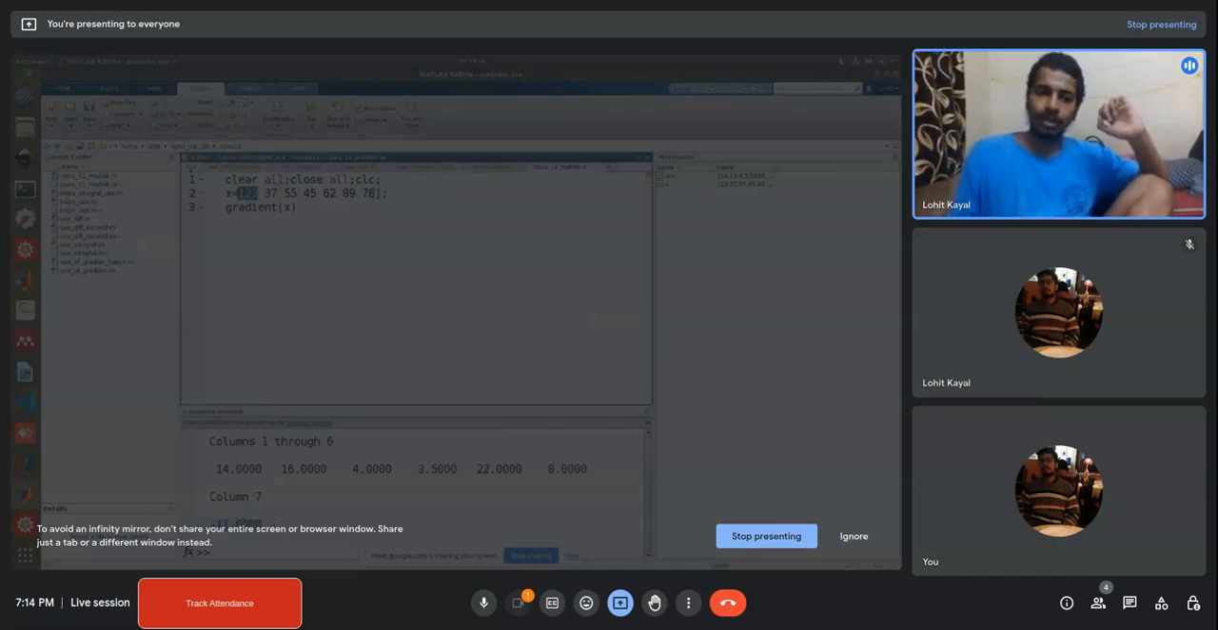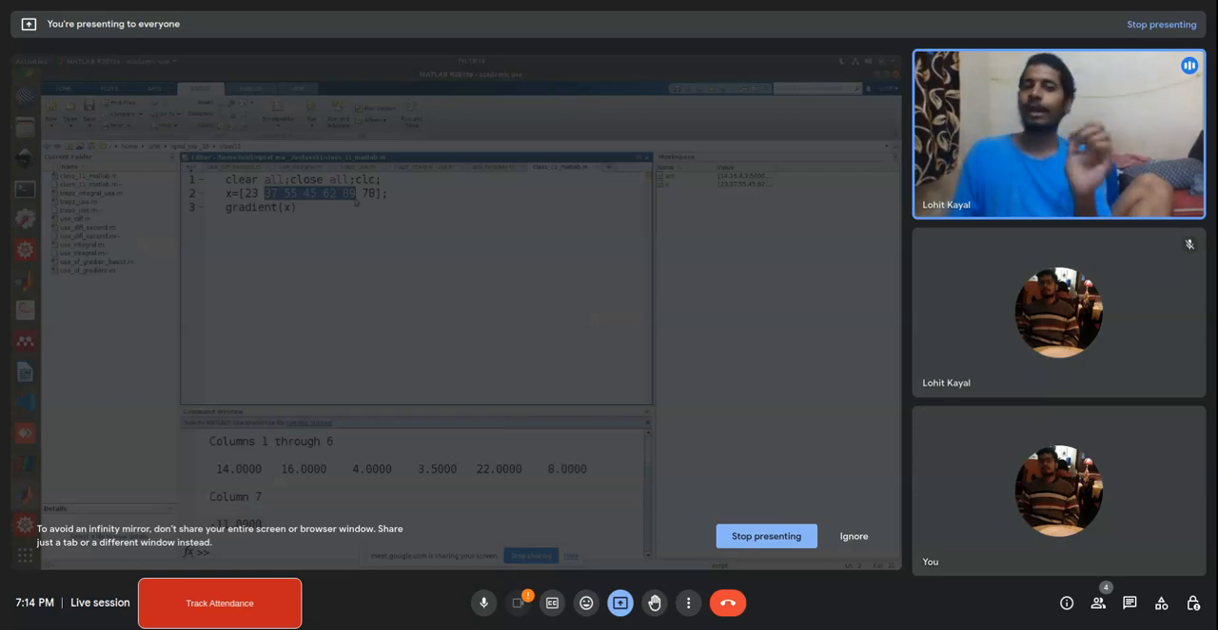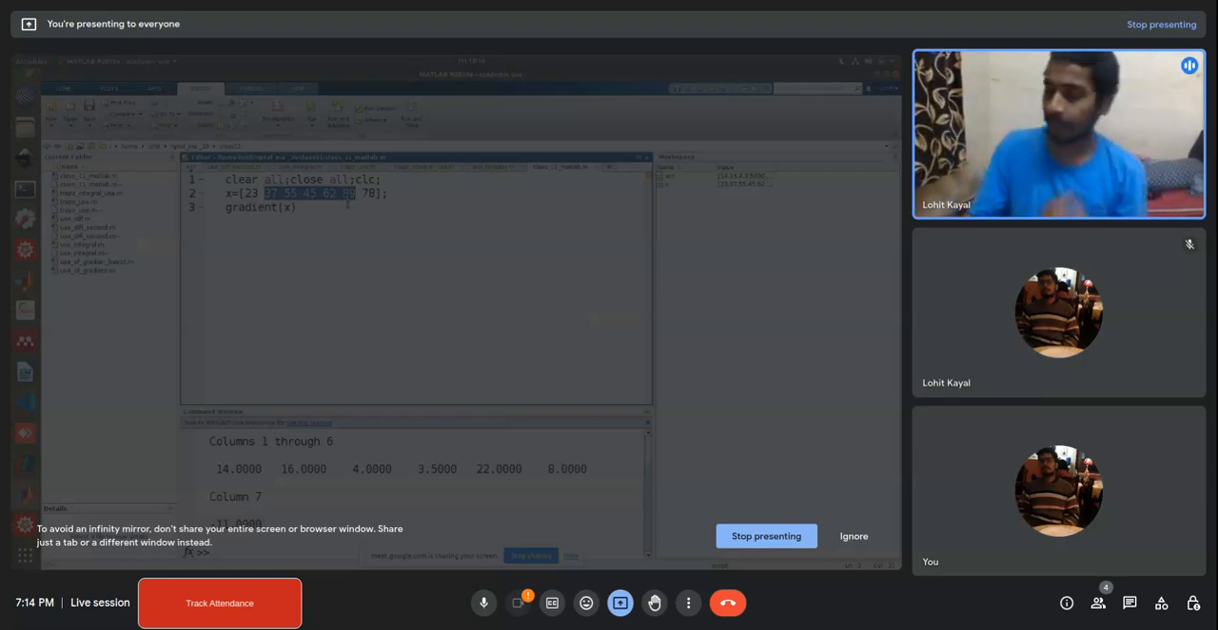So for the first point and the last point, its accuracy is of order h. But for the intermediate points, its accuracy is of order h square. So while using this gradient, you need to keep that in mind. I will show you an example where you will see that it will affect your calculation. Okay, so let's see that.